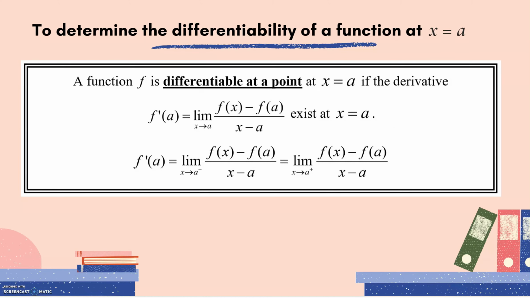To determine the differentiability of a function at x equals a: a function f is differentiable at a point x equals a if the limit of f(x) minus f(a) divided by x minus a as x approaches a exists. It means that the limit of f(x) minus f(a) divided by x minus a as x approaches a from the left is equal to the limit of f(x) minus f(a) divided by x minus a as x approaches a from the right.